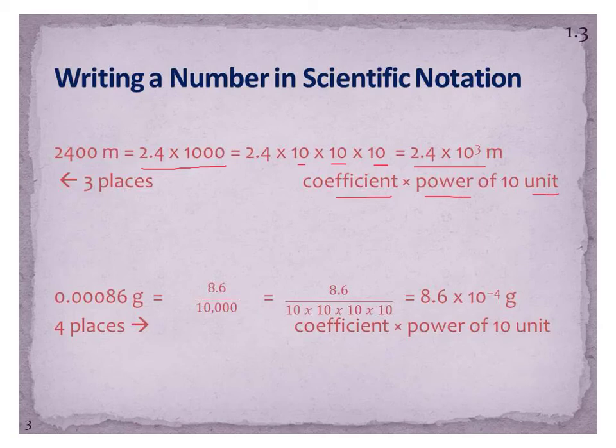Now I look at another example for a small number, and I have 0.00086. Well, I can say this is the same as dividing by 10,000. So I'm dividing by 10 times 10 times 10 times 10, and that becomes 8.6 times 10 to the minus 4th grams. We still have one digit before the decimal place, and then all remaining significant digits afterwards. We can have more digits after the decimal place. In these two examples, they only happen to have 1.